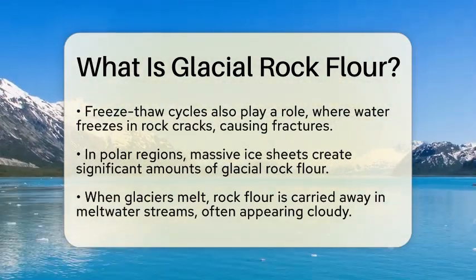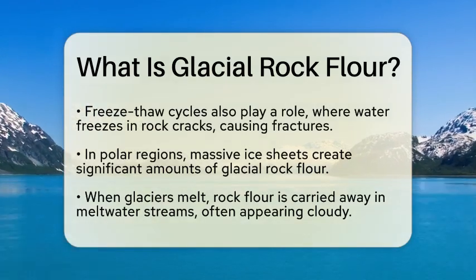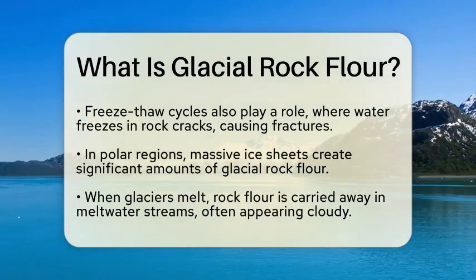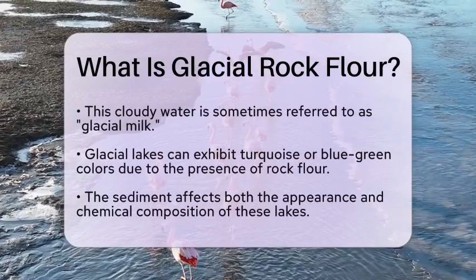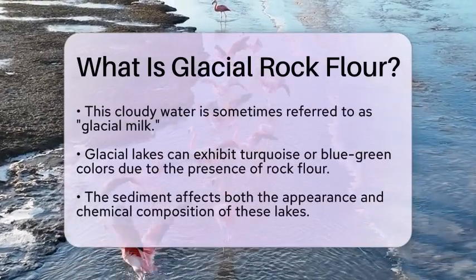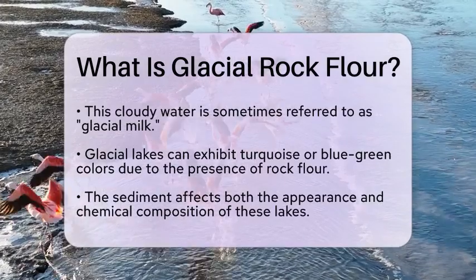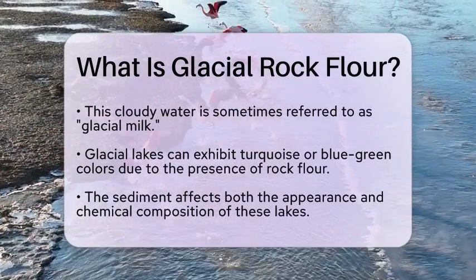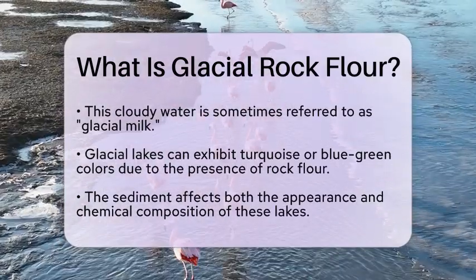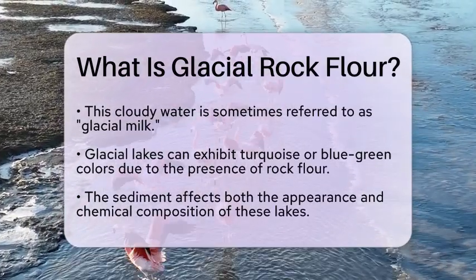You may have noticed that glacial lakes can take on beautiful turquoise or blue-green hues. This striking color is often due to the presence of glacial rock flour in the water. The sediment not only affects the appearance of these lakes but also influences their chemistry and nutrient levels.